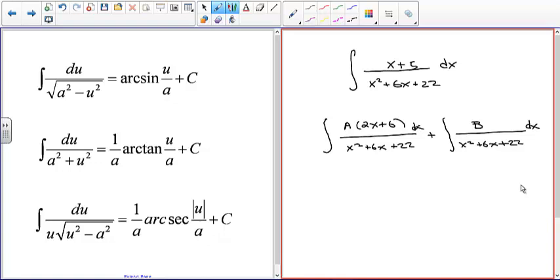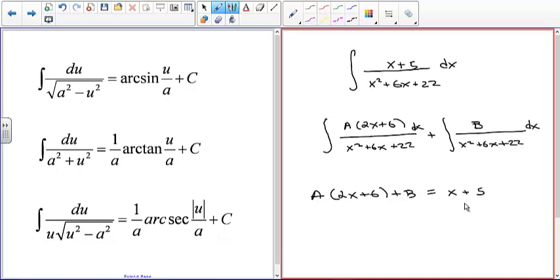As long as I can rewrite this, completing the square, so that I can get it into a squared plus u squared. So the first thing you do in these more complicated problems is figure out how to break this thing up appropriately. All we have to do is figure out what a and b are. So we have a times 2x plus 6 plus b. That's where we want to get to, and write down where we start with on the right-hand side.